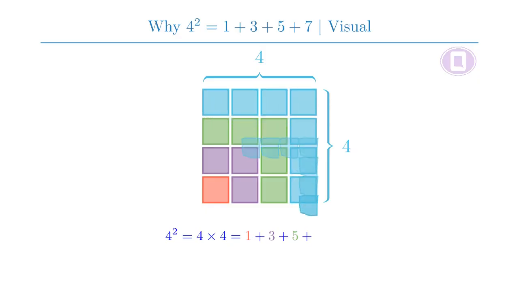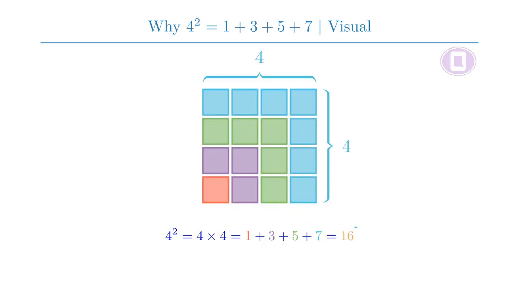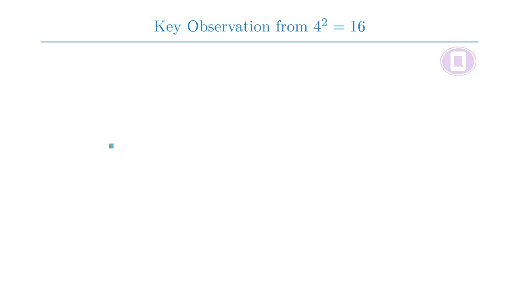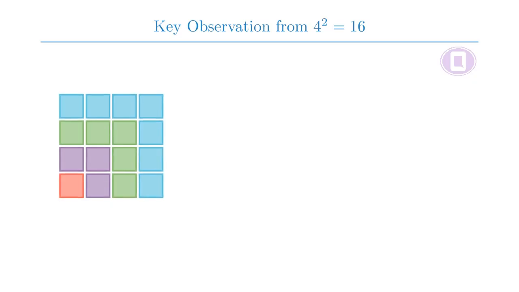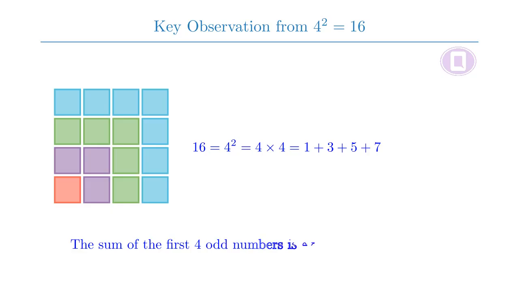With this final addition, we have summed the first 4 odd numbers, reaching a total area of exactly 16 square units. Now we observe the pattern for 4. The square of 4 is built by adding consecutive odd numbers. We see that 16 equals 1 plus 3 plus 5 plus 7. This confirms that the sum of the first 4 odd numbers is 16.